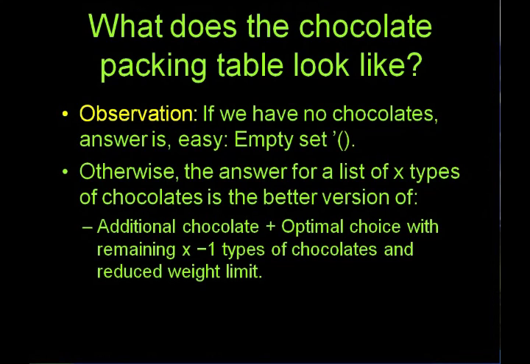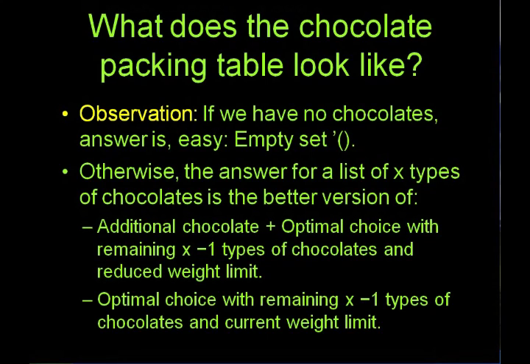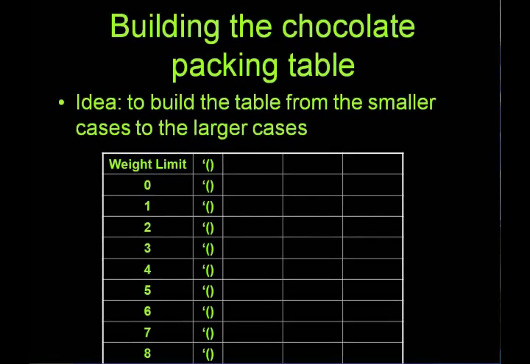The answer for a list of X types, which you think of as an entry inside the table, is the better version of what? You compare two things, basically not having this thing. I think it's easier to see the table, so let's look at the table.